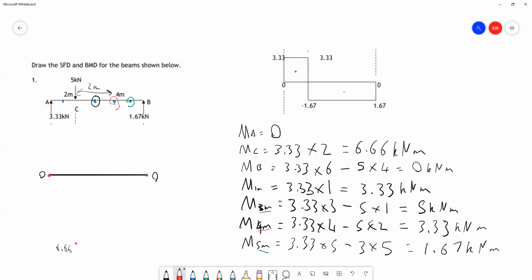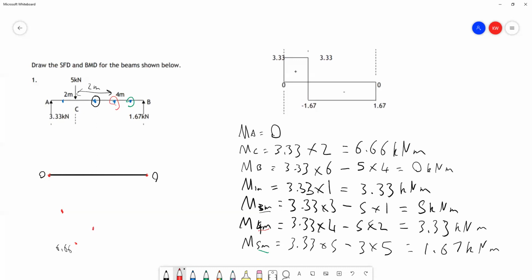So we look at the 1 meter mark here. So this is the point here. We look down to our diagram at the 1 meter line. We want to move down 3.33. So that's half the distance that we moved down for 6.66. That's the 1 meter mark, 1 meter from the left-hand side. The point that's 2 meters from the left-hand side is C. We've already got that. So 3 meters away, well, we worked that out to be 5 kilonewton meters. So that point goes on here.